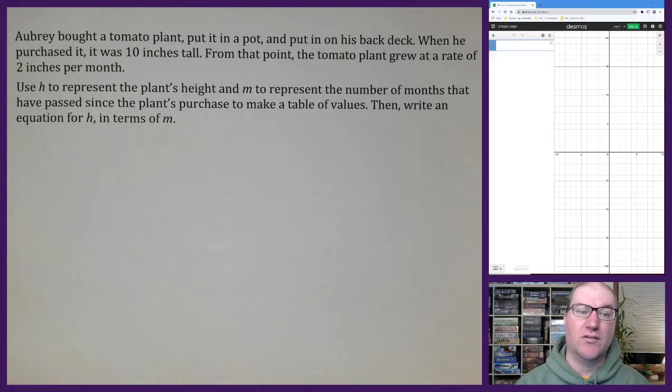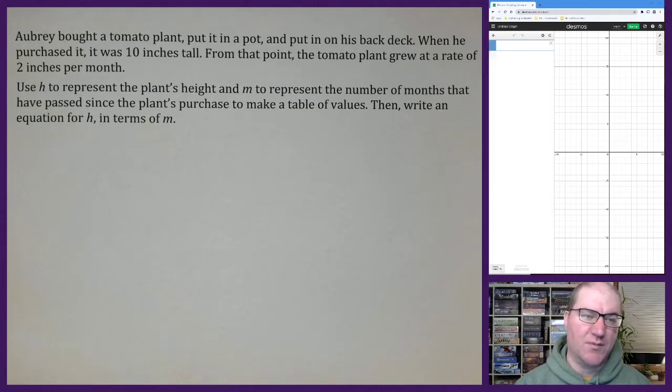In this video, we're going to take word problems and turn them into a table of values and then into linear equations. So in this question, Aubrey bought a tomato plant, put it in a pot, and put it on his back deck. When he purchased it, it was 10 inches tall. From that point, the tomato plant grew at a rate of 2 inches per month.